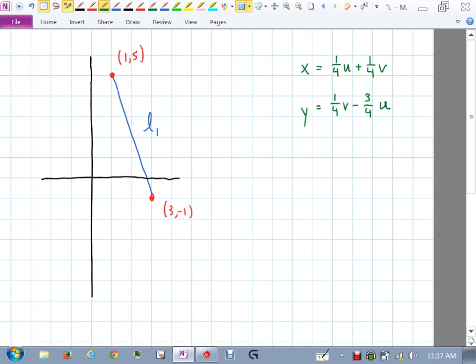I would like to know where L1 goes under the mapping of that. So what I'm going to do is come up with a description of every point on L1, a way to describe all the points here. Well, it's a line, so you just need to come up with the equation of a line. The equation of a line represents all the points on that line. So this is a linear equation in the variables x and y.